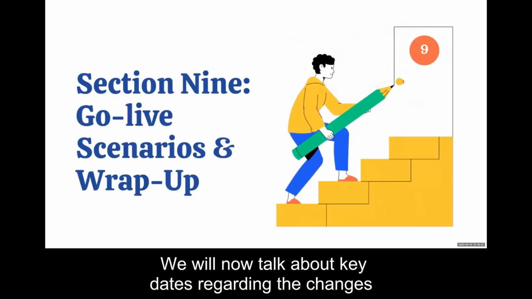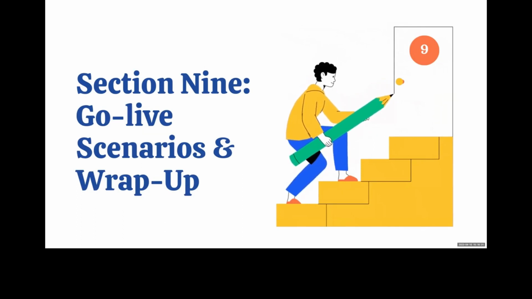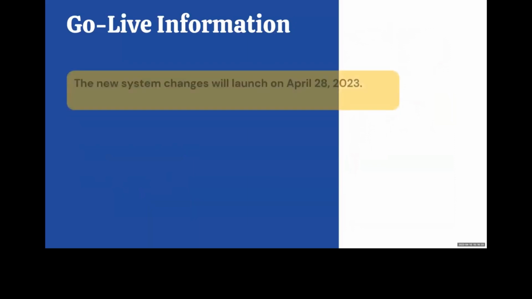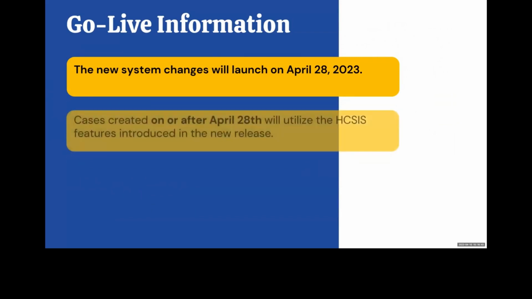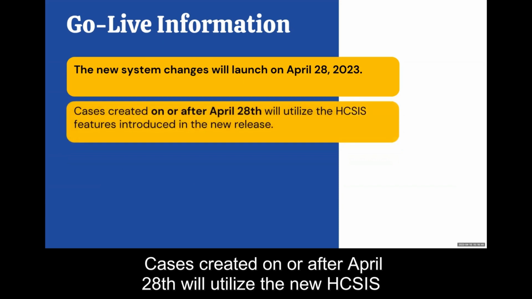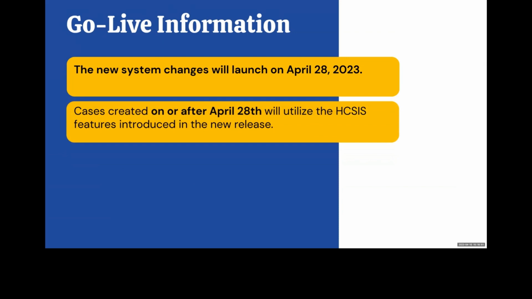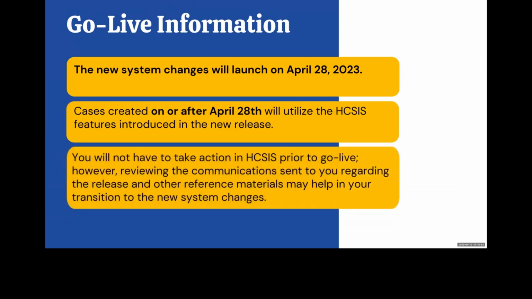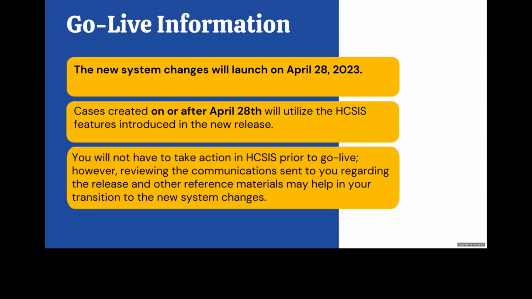We will now talk about key dates regarding the changes to the system and review what we've learned today. The new system changes we have covered in this training will take effect on April 28th, 2023. Cases created on or after April 28th will utilize the new HCSIS features we discussed during this training. You will not have to take action in HCSIS prior to the system changes going live.